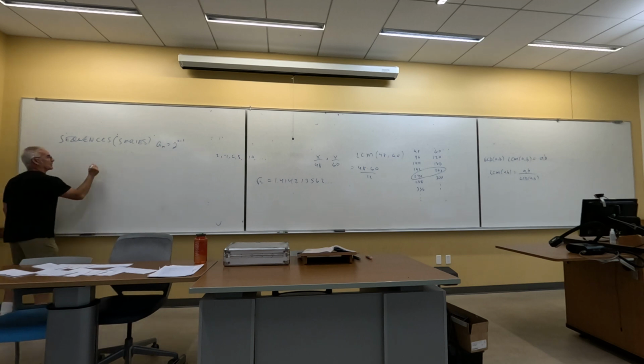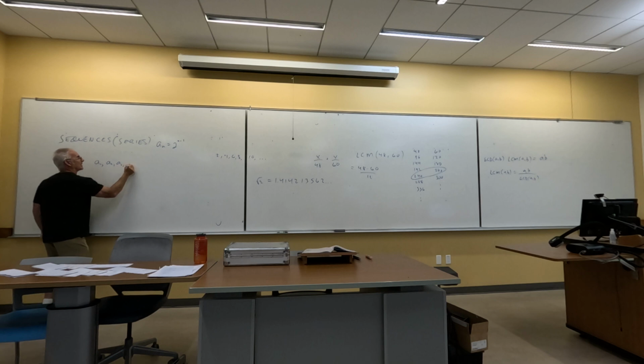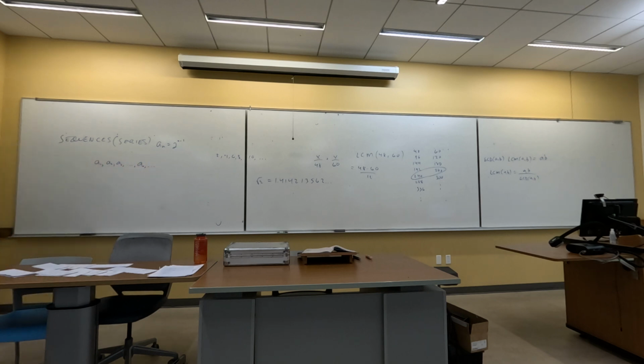Now, the way we generally think of a sequence is like this. It's a1, a2, a3, dot, dot, dot, an, dot, dot, dot. The an is the most important. We call that the nth term or the general term. If I have that, I don't need to tell you any of the numbers. I have every single possible number if I have an, because think of that as a function. But if I don't have an, I might have to figure out an.